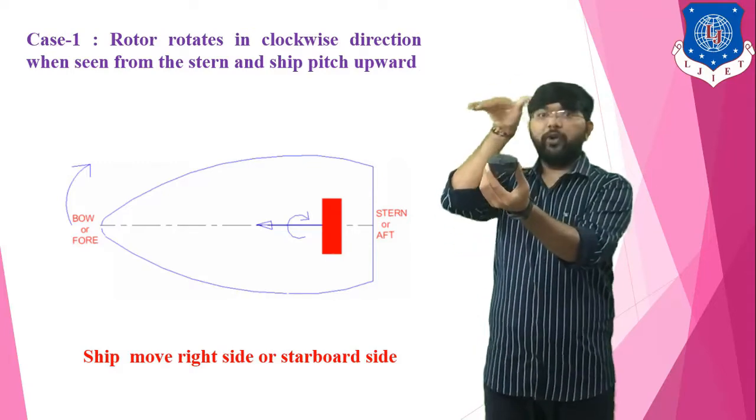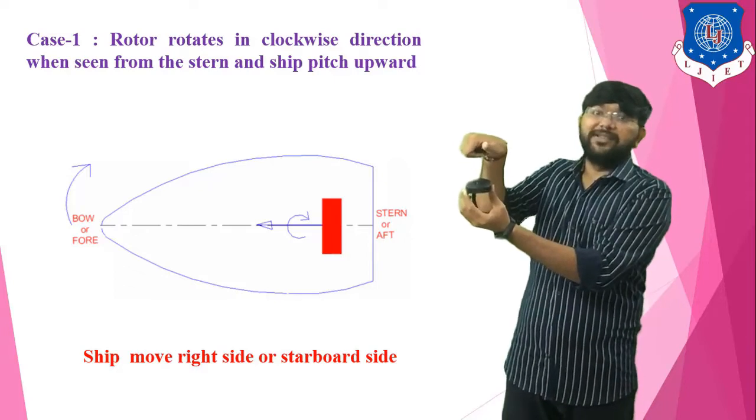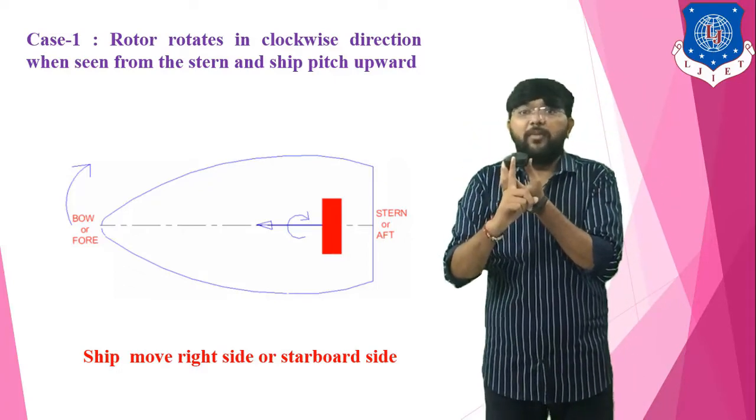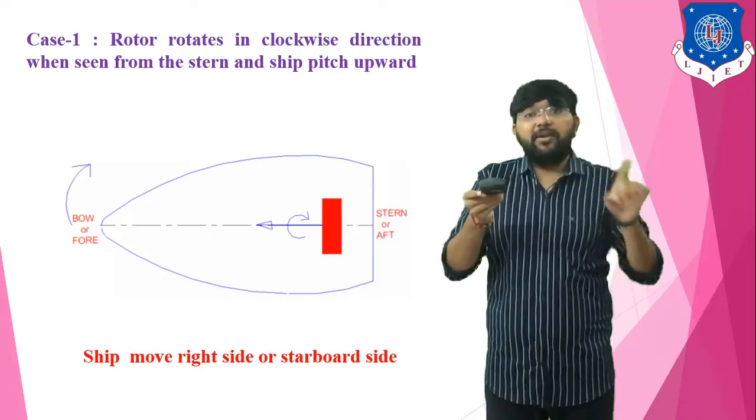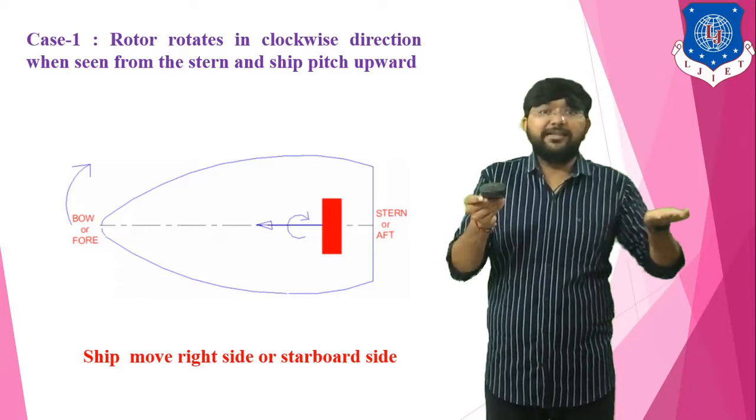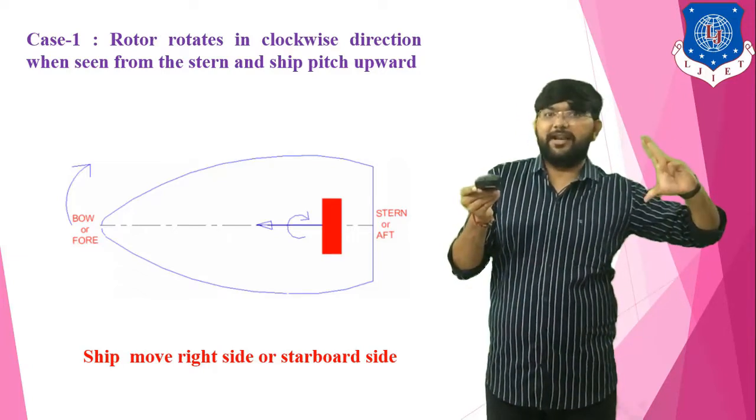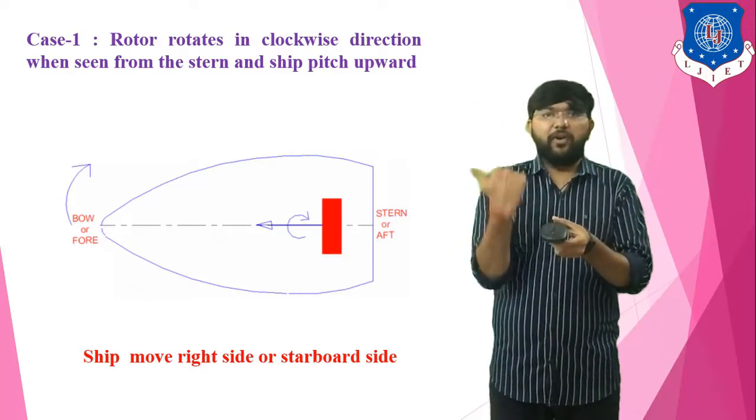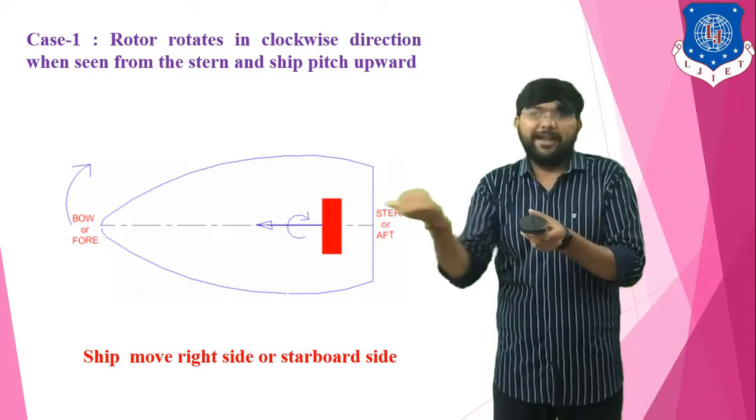So you have to put your finger in the clockwise direction. Then the direction of angular momentum is in a straight direction. Clear? The vector of the angular momentum is in the straight direction. Clear? Now, in case number 1, the ship pitches upward, means this is a ship. Then the ship pitching upward means the rotation is in this direction. So you have to put your finger in the direction of rotation. At that time, the direction of angular momentum is right hand side.